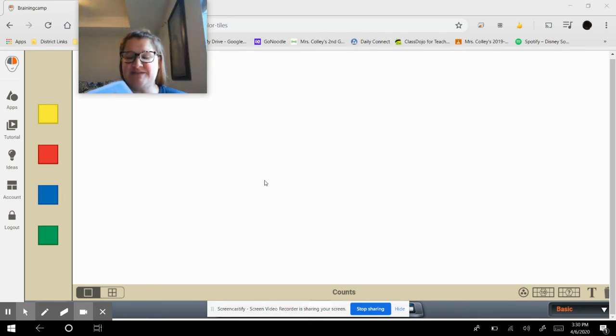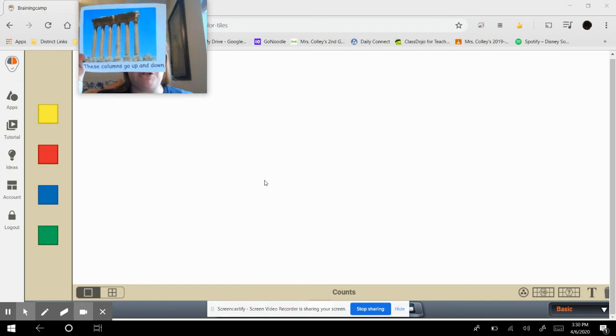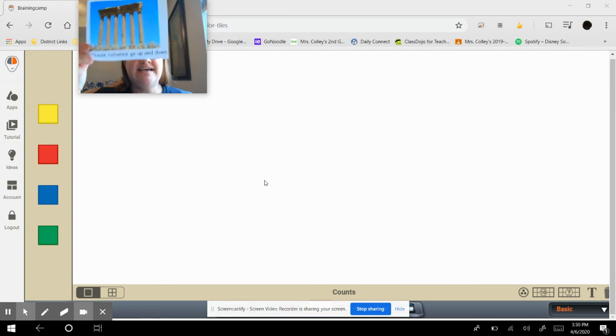Okay. The next one is columns. Columns go up and down. These columns, I think, are in Greece. And you may have columns on the front of your house. You may see them at like a bank. You can look up a picture of the White House. They have columns on it. So these are columns. They go up and down.